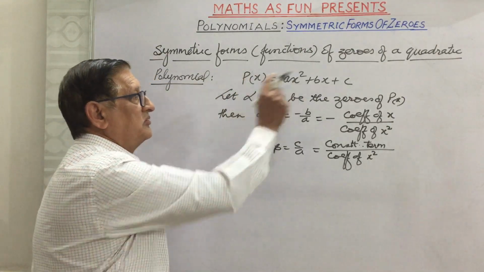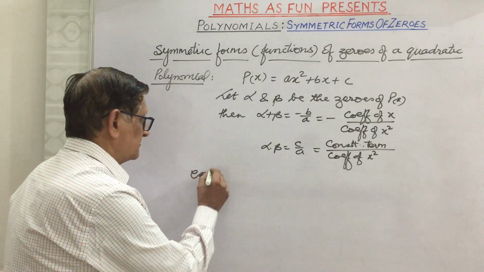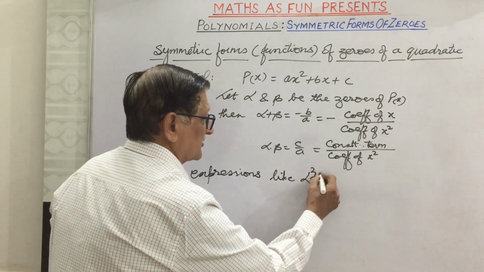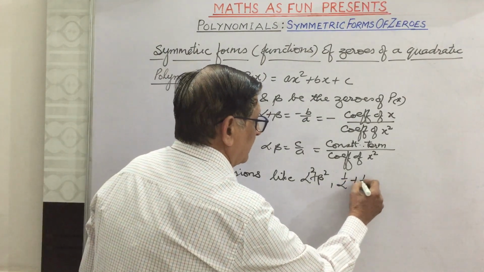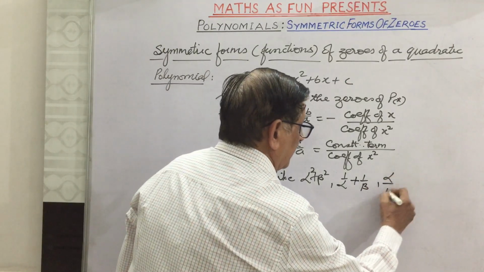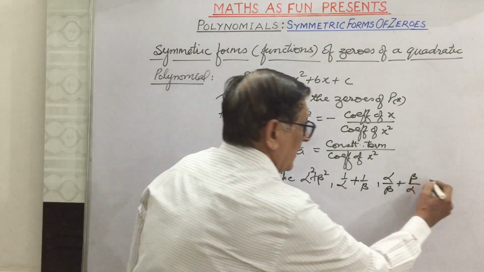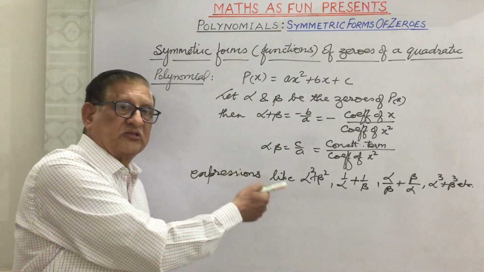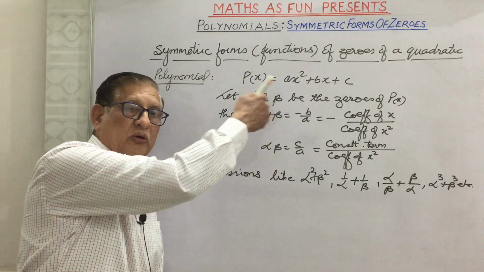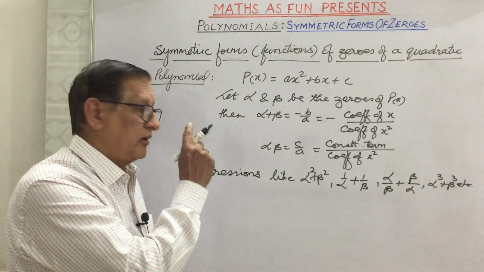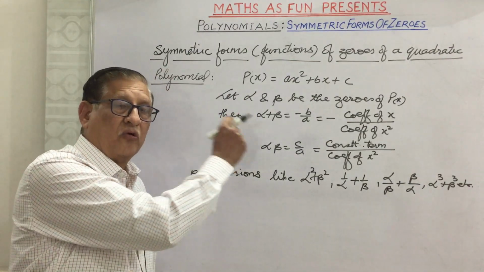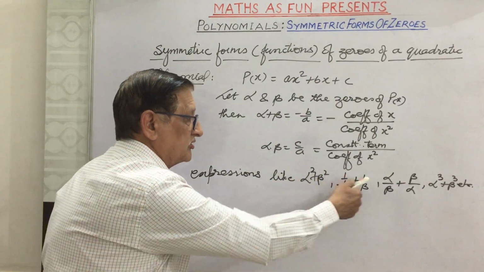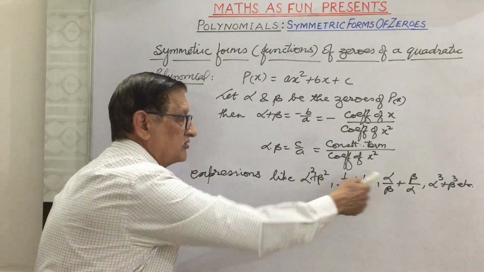Now we have to learn about the symmetric forms. Suppose we have some expressions like alpha square plus beta square, 1 upon alpha plus 1 upon beta, alpha upon beta plus beta upon alpha, alpha cube plus beta cube, etc. These are known as the symmetric functions or symmetric forms of the zeros of a quadratic polynomial. So what is the meaning of a symmetric function or symmetric form of zeros of a quadratic polynomial? We can see here in each, if alpha and beta are interchanged, the expressions remain same.